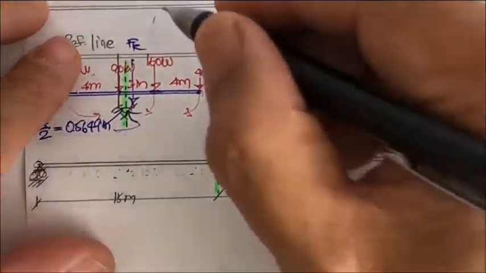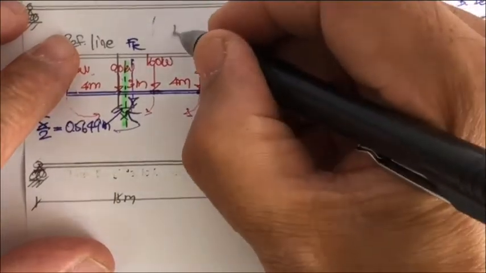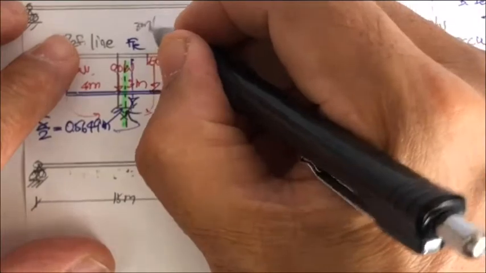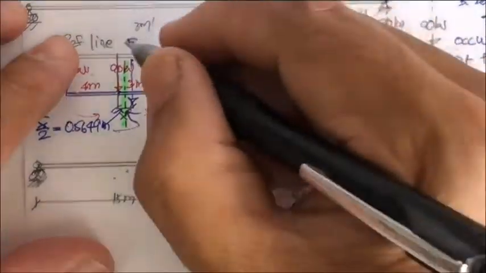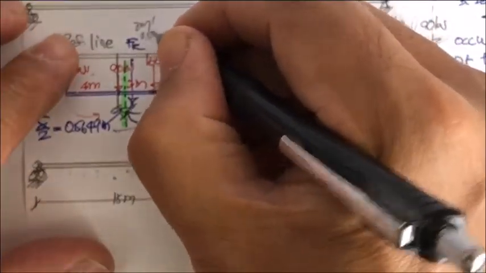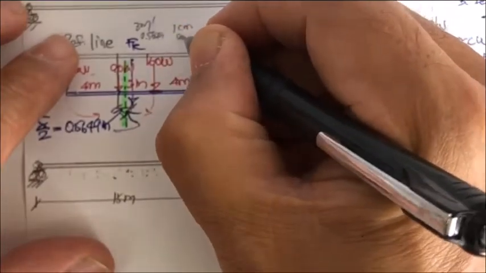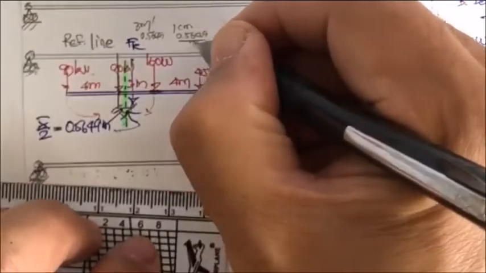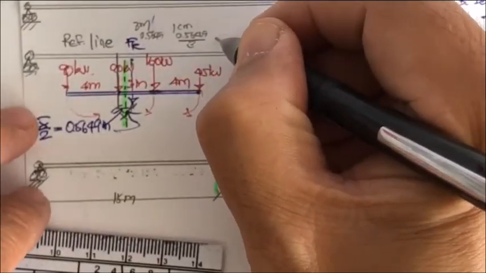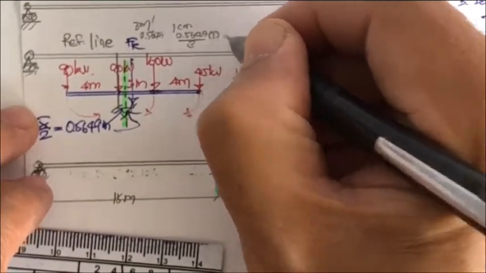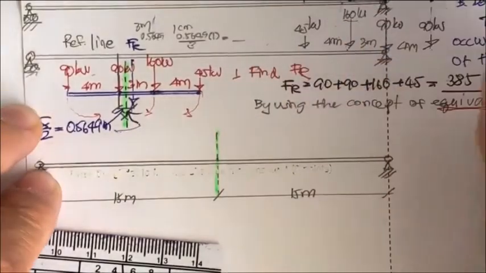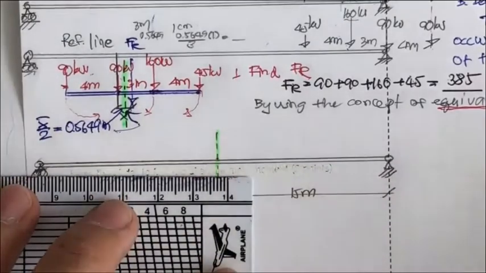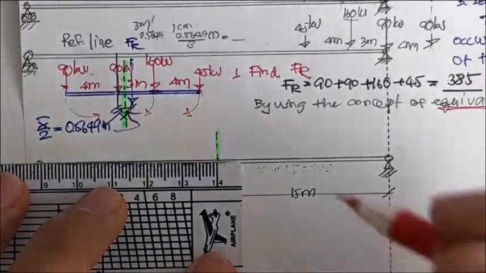Scaling what we have, 1 centimeter is for 3 meters. So 3 meters is for 1 centimeter. So we have about 0.5649. It's going to be 0.5649 divided by 3, and times 1. That is nearly 2 millimeters. So just put this one at about nearly 2 millimeters.